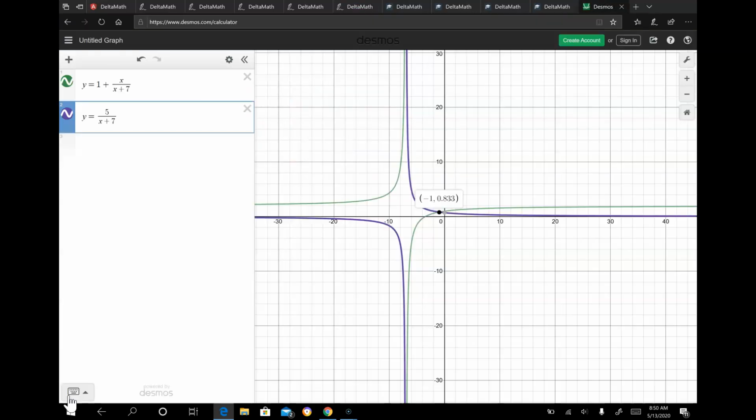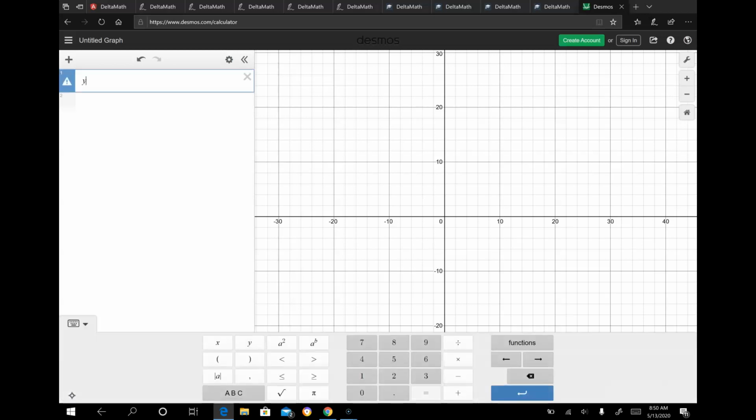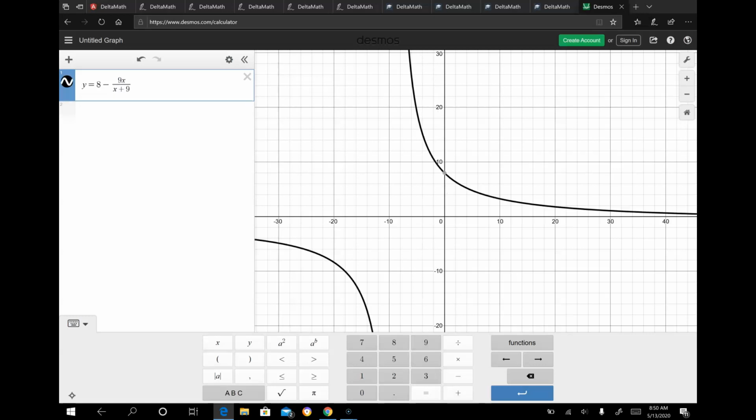So, come over to Desmos. I've got y equals 8 minus 9x divided by x plus 9. See how we ended up with them in parentheses because it was one term. And remember, a term is separated by addition and subtraction, so that's why 9x was okay. Equals, y equals, there was a negative, okay? And it's 4 divided by x plus 9.